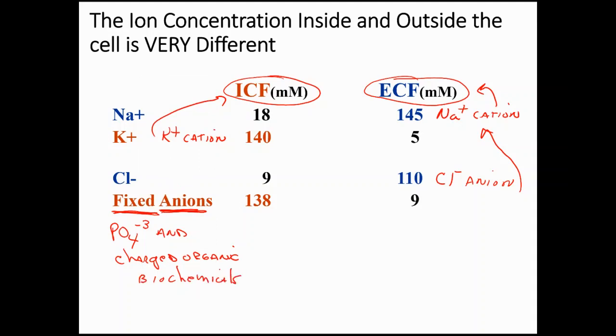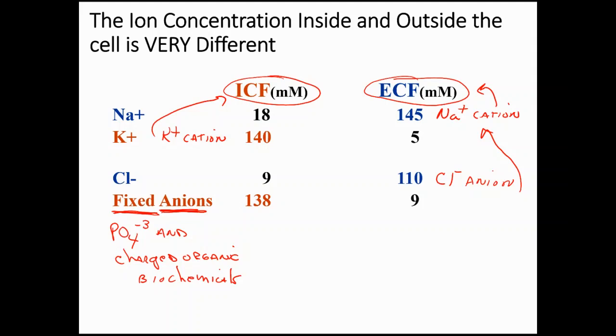So we have a lot more of these. In other words, many of the amino acids that will be inside the cell, at higher concentration than outside the cell, are going to carry a negative charge. Most proteins carry a negative charge, and these are considered to be fixed anions inside the cell.